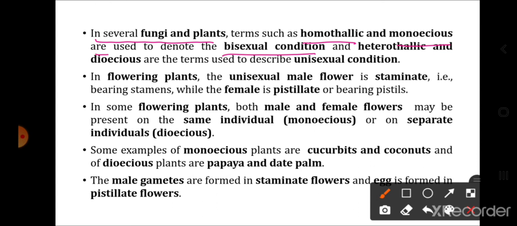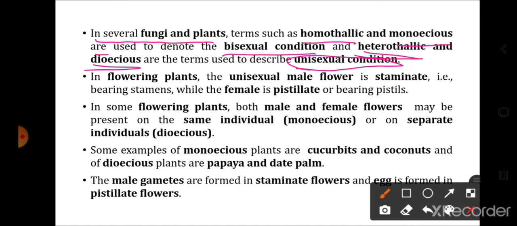So within that same individual, within the one individual, both male and female reproductive structures are present. To explain the term bisexual in fungi and plants, which terminology is used? Homothallus and monoecious. Whereas the term heterothallus, hetero means different thallus, or dioecious, di means two different individuals, are used to describe unisexual. Unisexual means male and female reproductive organs or structures or gametes are produced by different individuals. So for them, which terminology is used?